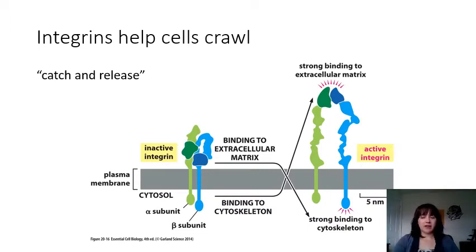Your book talks about how integrins help cells crawl using a catch and release method. You can see that the conformation of this protein can change, right? It's dynamic. So when the integrin needs to grab onto the surroundings, it will kind of unfold and expose its binding site. And when the cell needs to let go, it will fold back up and kind of inactivate itself so that the regions that bind to the extracellular matrix are not exposed anymore.